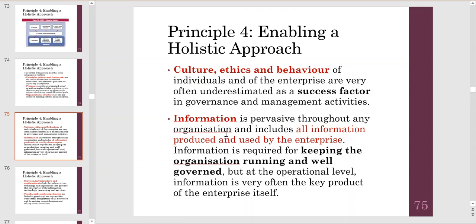Information is the essence of any organization. They cannot work without information. Everything in that organization is information. We speak about processes, which means information: there is an input, processing of information happening in the background by systems and applications, and there is an output. The output is information. The organization is full of information. So information is the essence of any organization.